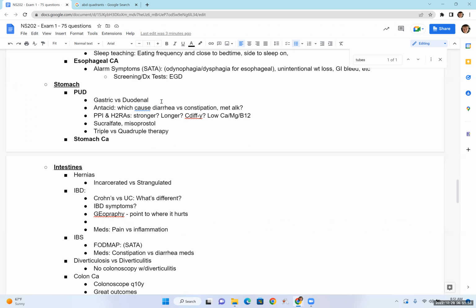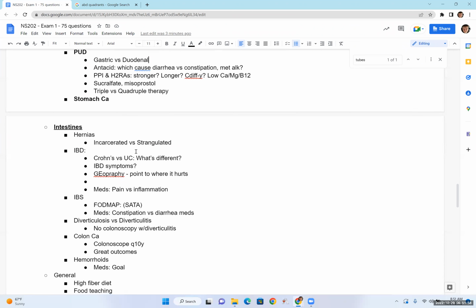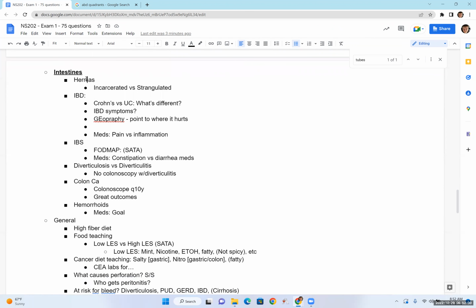You good with stomach? All right. We talked about the meds a little bit. All right, and then intestines. You got hernias, right? With any disease process, you want to know the life-threatening complication. There's life-threatening complications with this previous section, with life-threatening complication up above with gastric.